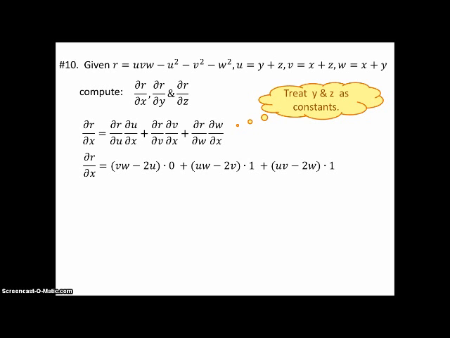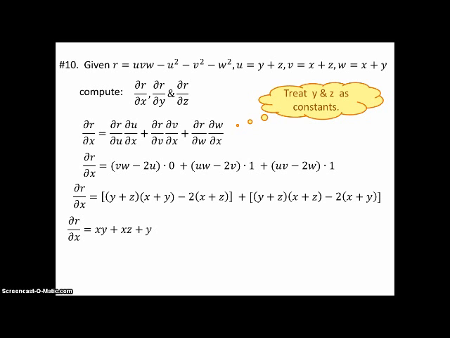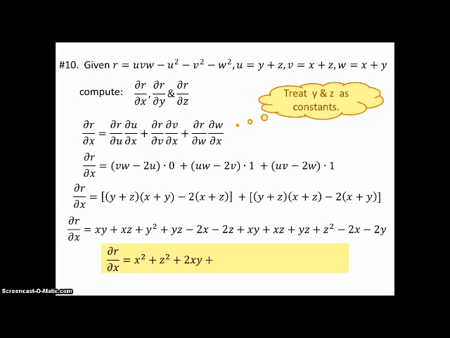And then the last term, the partial derivative of r with respect to w, the coefficient with respect to w in the first term is uv, and then the u squared goes to 0, and the v squared goes to 0, and we have minus 2w. And then finally, the partial derivative of w with respect to x is again 1. So now we replace v, w, and u with their x's, y's, and z's. We multiply that out, collect like terms, and there's our final answer.